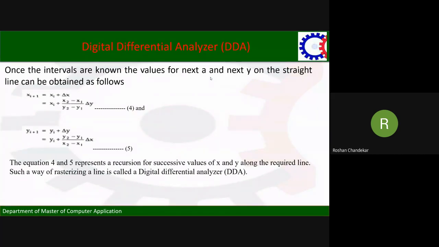Hence, equations 4 and 5 represent the recursion for successive values of x and y along with the required line. So x(i+1) and y(i+1), the incremented values of x and y, we can call successively, and hence we are generating a line by using a digital differential analyzer. Now we are discussing the algorithm, how the algorithm looks like.